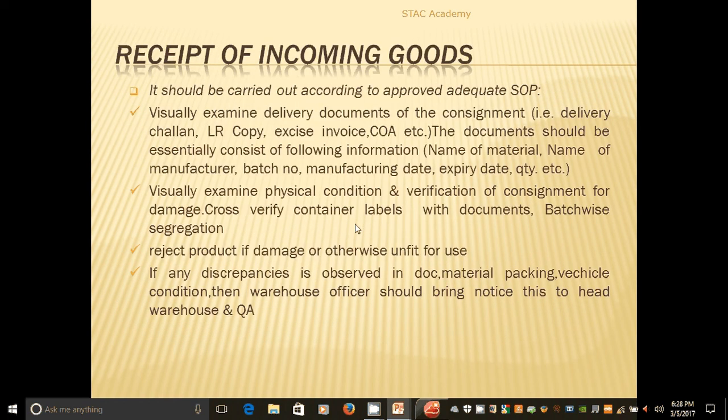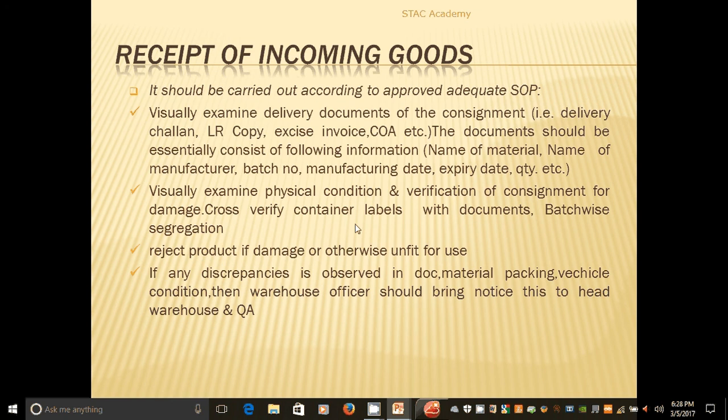Now, receipt of incoming goods. It should be carried out according to approved adequate SOP. In this SOP, visually examine delivery documents of the consignment like delivery challan, lorry receipt copy, excise invoice, certificate of analysis, etc. The documents should essentially consist of the following information, that is name of material, name of manufacturer, batch number, manufacturing date, expiry date, quantity, etc.